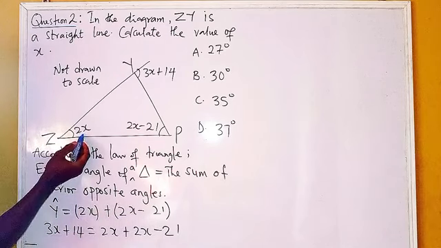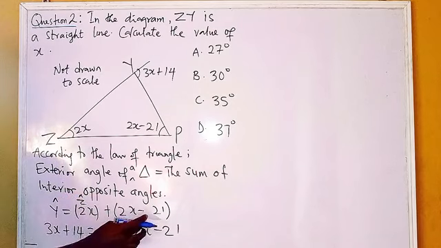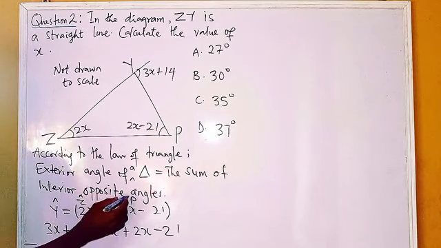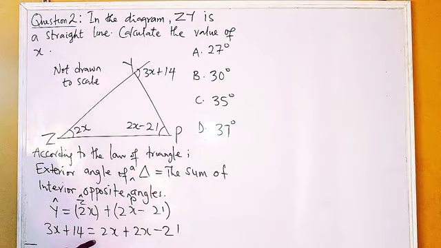These are two angles. This 2x is for this one here, which is angle Z. And this one is angle P, right? Angle P. So we have 3x plus 14 equals 2x plus 2x minus 21. So the next thing we are going to do is to collect like terms and find the value of x, right?